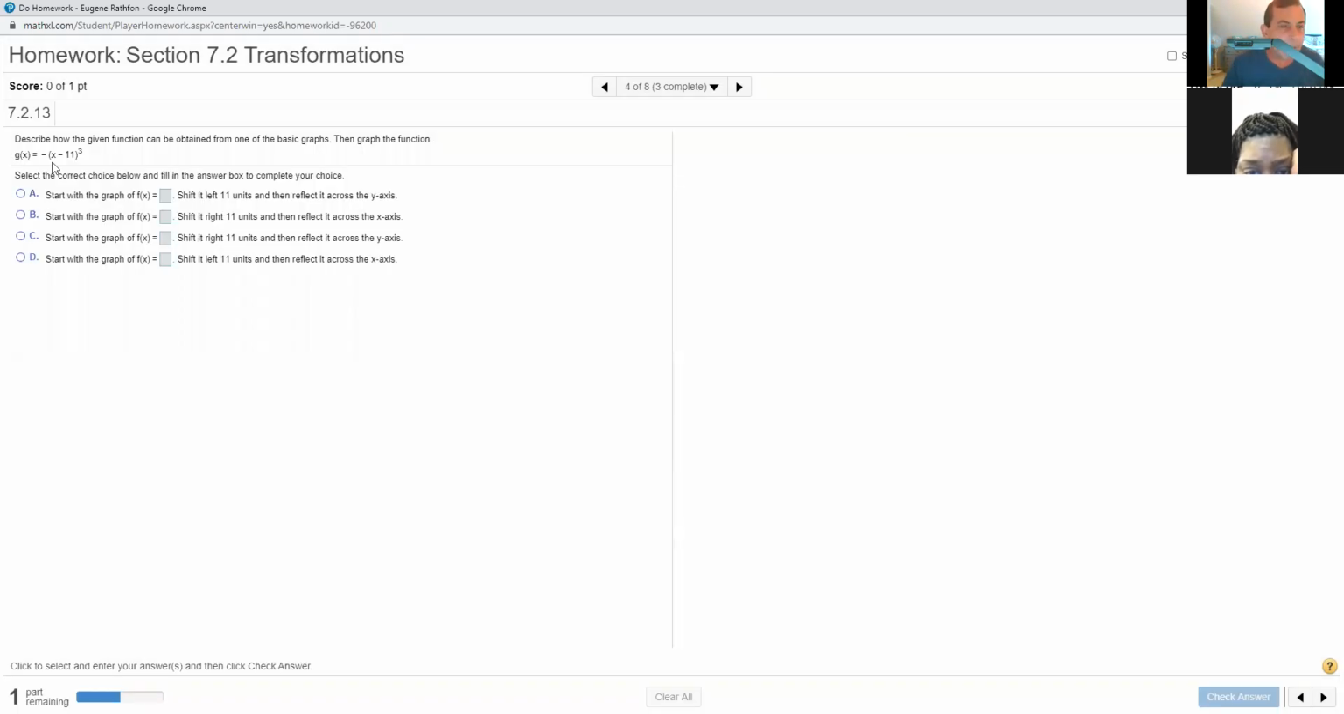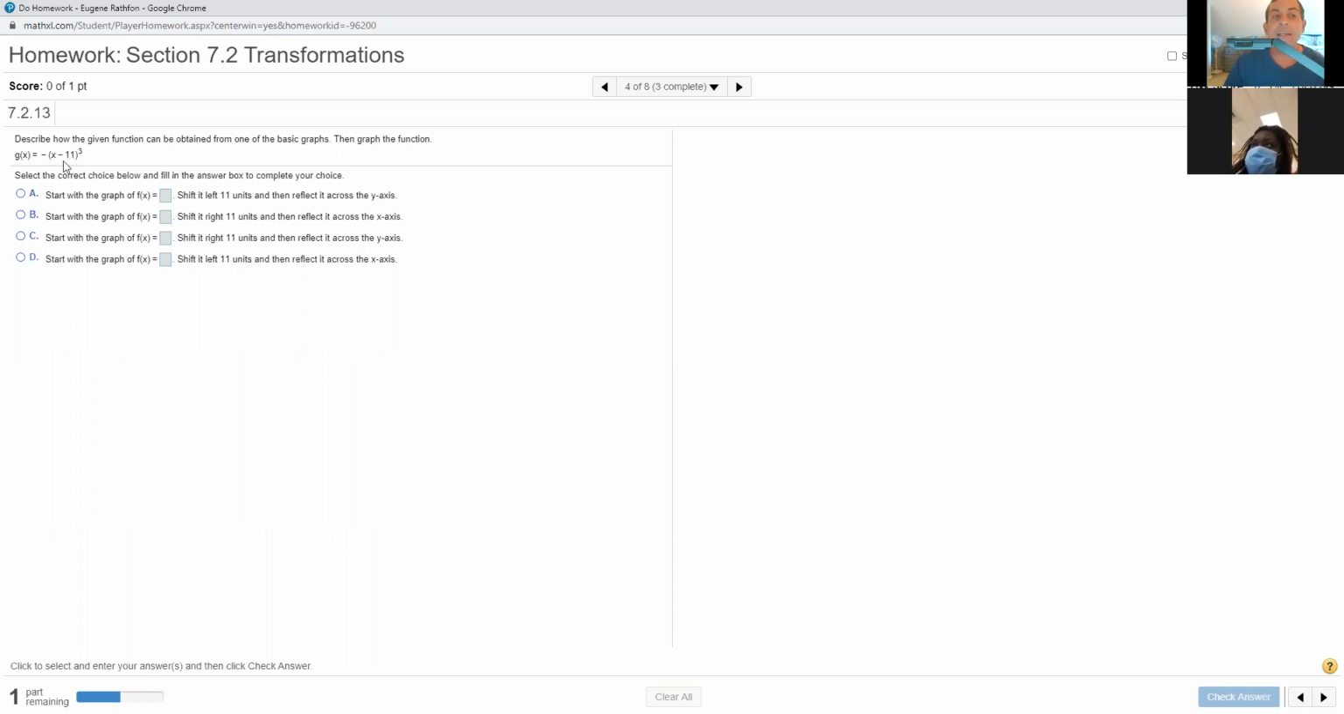All right, so let's see what's happening here. This looks like the cube because I got a 3 sitting there. Notice it's got a negative in the very front, and we said a negative is going to reflect it across the x-axis. So these two with the y-axis, we can throw them out.